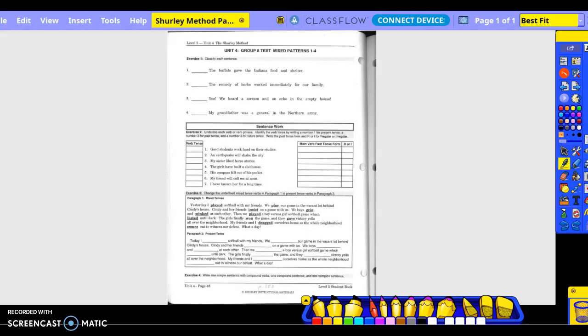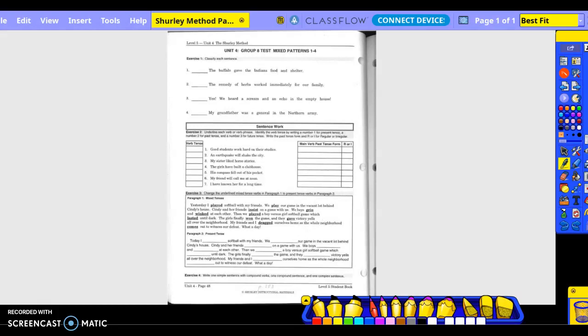Shurley Method, 5th grade, page 48. We're going to do exercise 1, and this will be part 1 of the recording. Classify each sentence. These are mixed patterns, so these are not all pattern 4. We will have a mixed assortment of patterns, either 1 through 4.